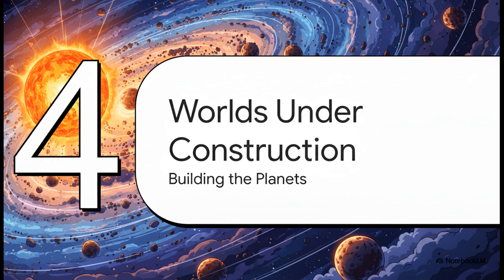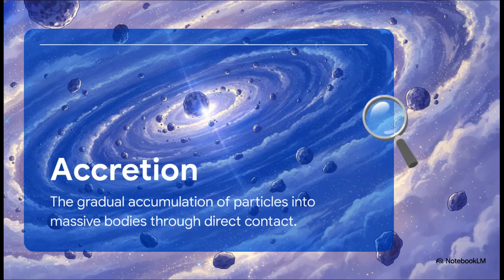And that sparks Chapter 4, Worlds Under Construction. Okay, so with the sun now roaring with nuclear fire, we're going to shift our focus back to that remaining 0.2% of material. You know, the cosmic leftovers swirling around the newborn star. They're finally ready to build some worlds. The core mechanic driving this is called accretion. It's essentially a violent cosmic snowball effect operating over millions and millions of years.